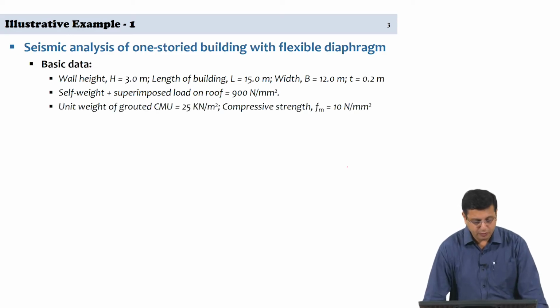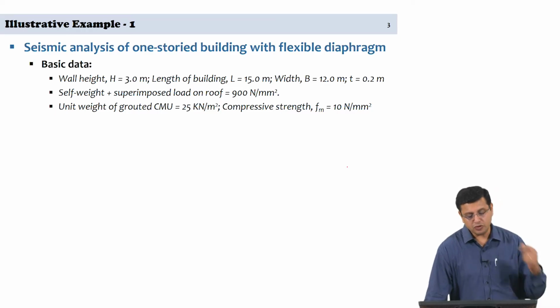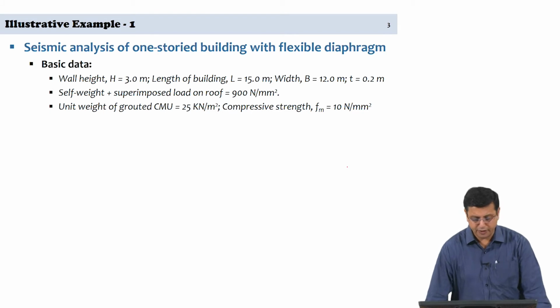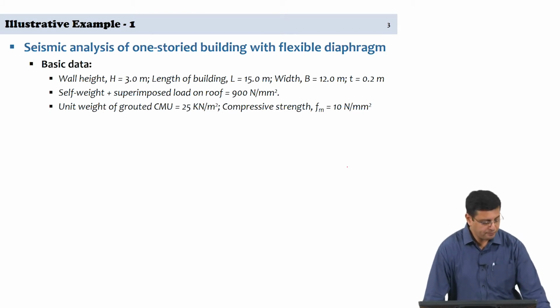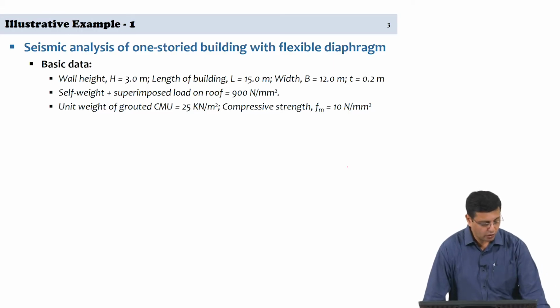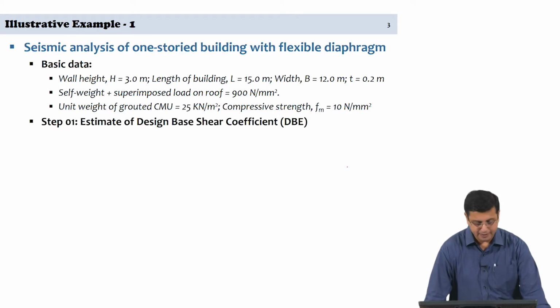For calculations, we would require the self weight of the walls. We can assume that the unit weight of the grouted concrete masonry units is going to be about 25 kilonewton per meter square. That is what you would use for concrete, and so for grouted hollow concrete blocks, it is good to assume a value close to concrete. The compressive strength of the concrete masonry units is to be assumed as 10 megapascals.